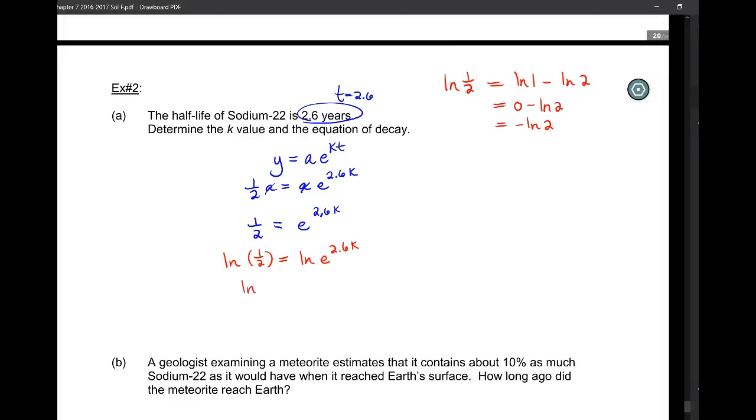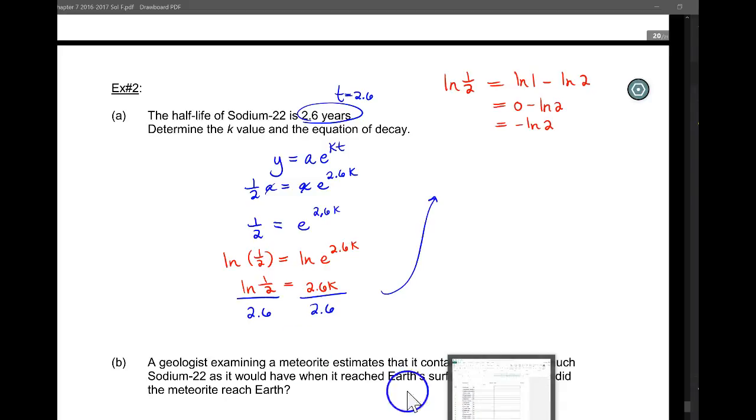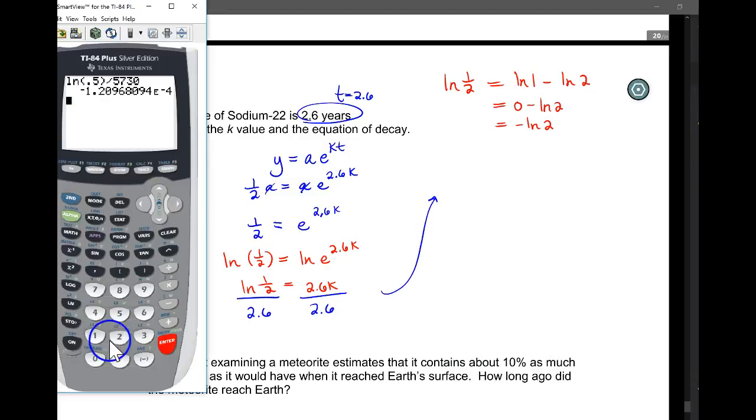So here we have natural log of a half. What happens on the right side? We get 2.6k, and we're going to divide both sides by 2.6. So let's plug that in. I have natural log of 0.5. Always make sure you close your parentheses after you put the natural log in. Now we divide by 2.6. So again, remind me, how many decimals does she want? So negative 0.2666.